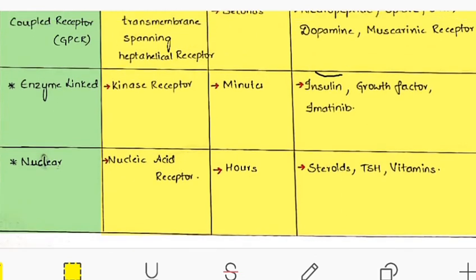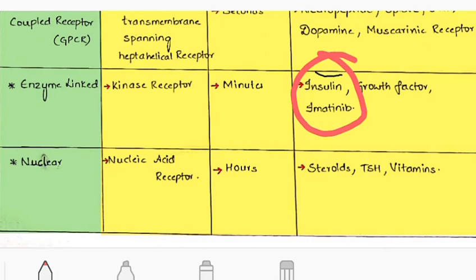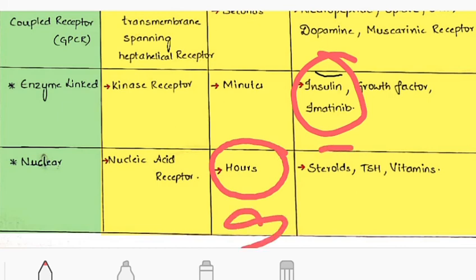Nuclear receptors are also called nucleic acid receptors, and they show a response in hours, so they are the slowest receptors. Steroids, TSH and vitamins are some of the examples. Mostly steroids and vitamins are very important in the case of nuclear receptors.